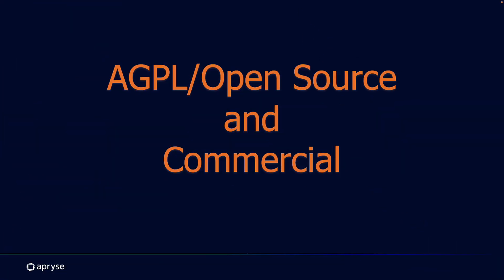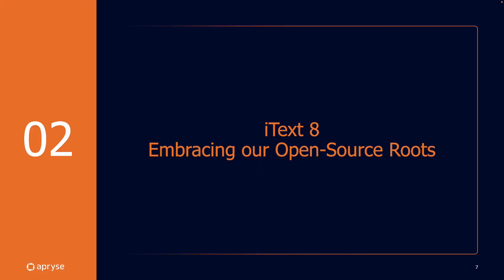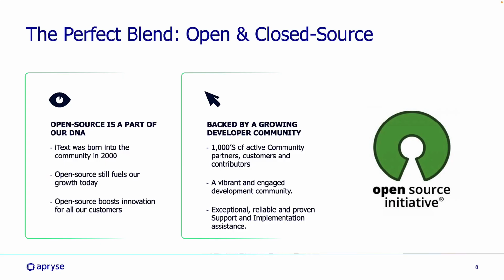Okay, I'd now like to take this time to mention iText's two licensing options, one for open source and one for our commercial customers, and actually a great blend between the two. So iText 8 certainly has both options available. All the new features I'm about to show you or talk about are also included for our open source community.